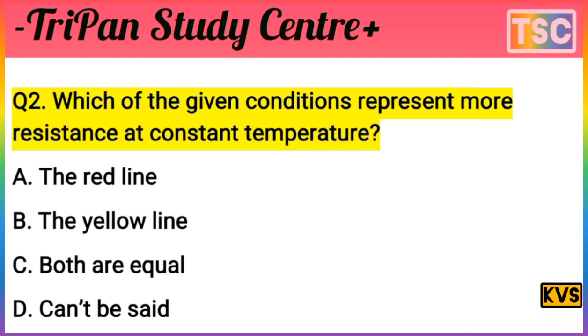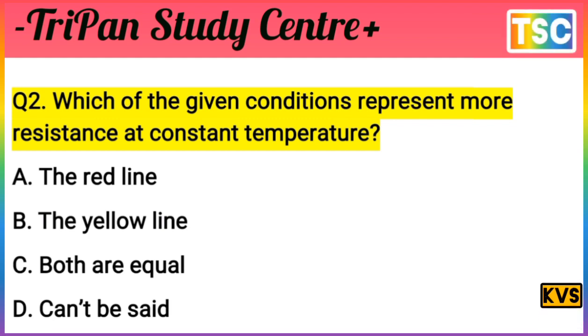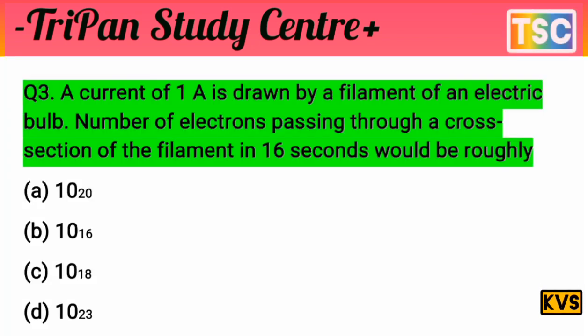You know that C is eliminated because both are equal, and nothing in the condition says that. B, the yellow line, is not applicable for this question. The answer is A, the red line. The red line represents more resistance at a constant temperature. That's important. Let's see the next question.